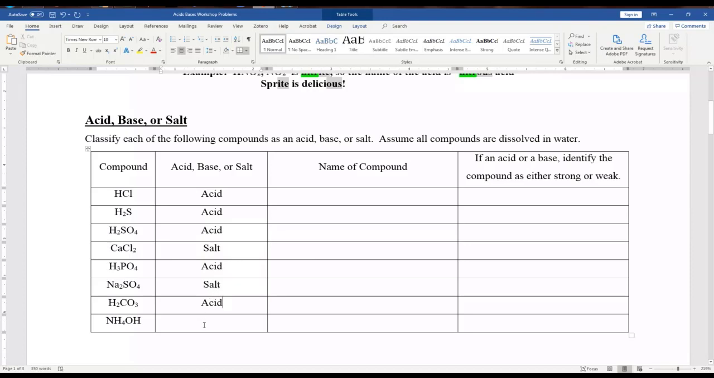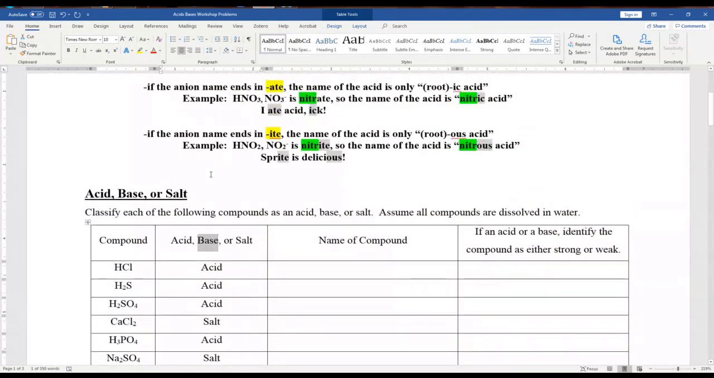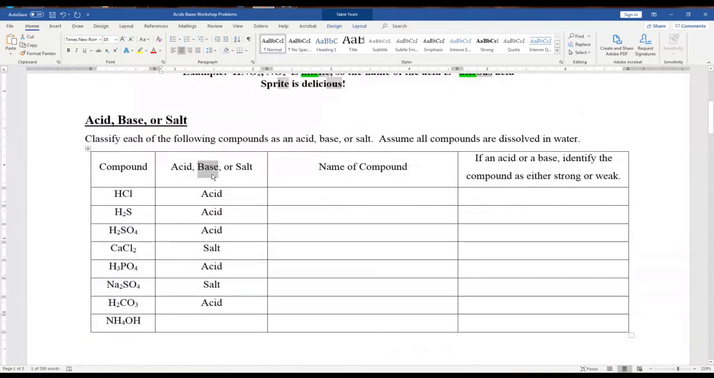Now this is tricky. That's a base. A base is any ionic compound that has OH minus in it. There are strong bases and weak bases, but if it has OH minus in it, it's going to be a base. So, for example, NaOH, KOH, LiOH, Sr(OH)2. Anything that has OH in it, as long as it's an ionic compound, is going to be a base.